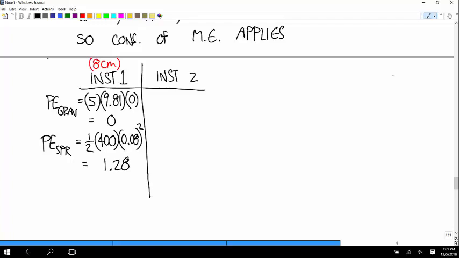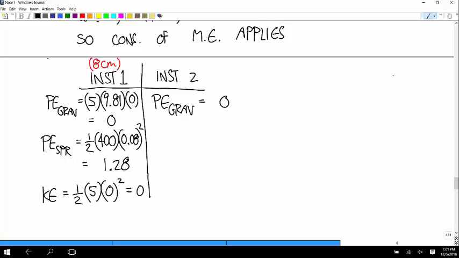And then if we're just pulling it back and letting it go, we're letting it go from rest. So the kinetic energy at that instant is 1/2 times the mass times the speed of 0 squared, so 0. And then at instant 2, the gravitational potential energy is 0 again, because it's still at that height of 0.